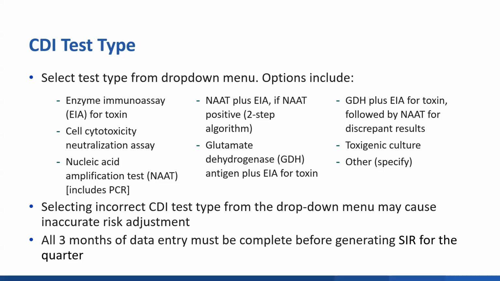Your selection here is important because CDI test type is used in SIR calculations, and therefore selecting the incorrect CDI test type here will cause your facility's CDI SIRs to be inaccurate. I also want to take a moment to note that quarterly reporting of CDI test method is one of the reasons that CDI SIRs can only be calculated at the quarter level or higher. And in addition, CDI SIRs cannot be calculated in NHSN until CDI test type has been reported for the quarter.